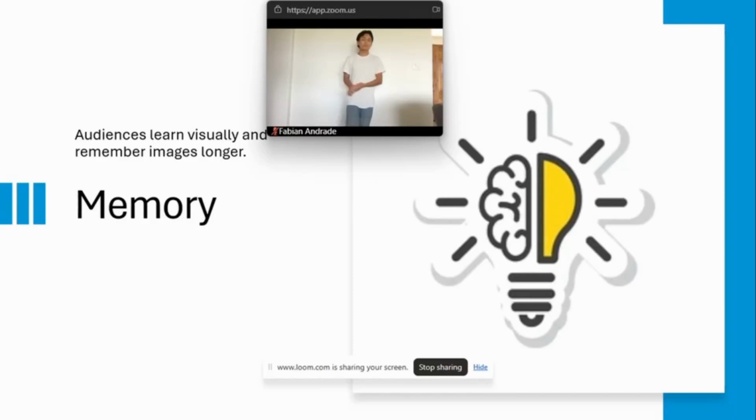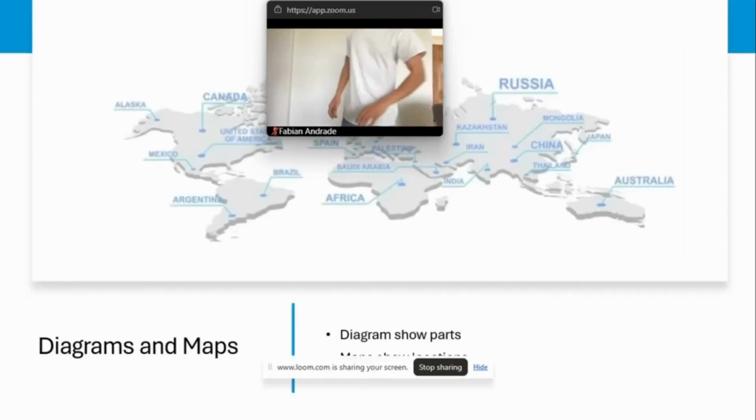something. Next up, we have diagrams and maps. Diagrams are drawings of different parts of something, like, for example, a diagram of a human eye or a diagram of a machine. Maps are perfect for when your speech is talking about a specific location, geography, or route.